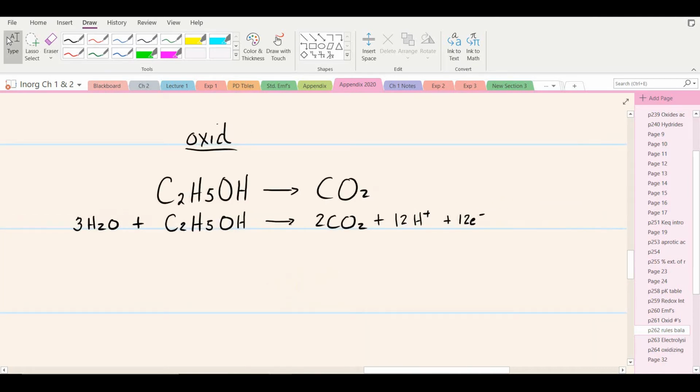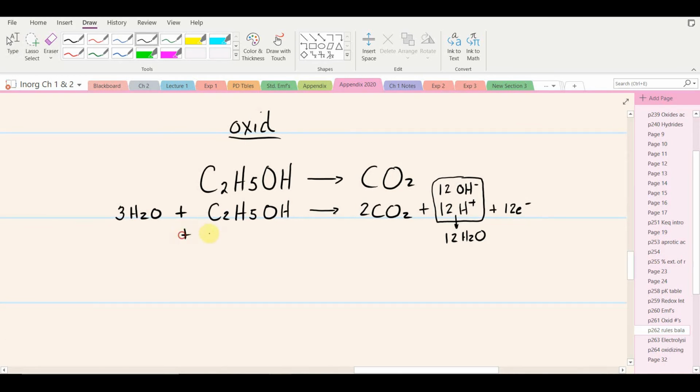Now, if this was acidic solution, we'd be done. But it's not. It's basic solution, so we don't have any hydrogen ion. We have water and hydroxide. So what we do is we add as many hydroxides as there are hydrogen ions and combine them with the hydrogen ions to make an equivalent number of water. 12 hydroxides and 12 hydrogen ions makes 12 H2O. Now before I added those 12 hydroxides, my equation was balanced. But by adding the 12 hydroxides, I unbalanced it. So I have to make sure it's balanced. I need to add the same number of hydroxides to both sides.